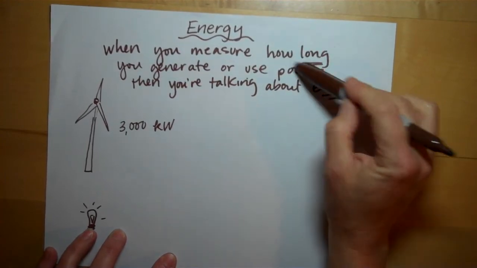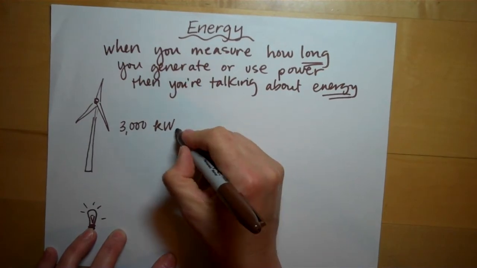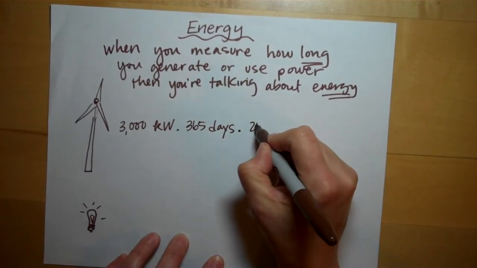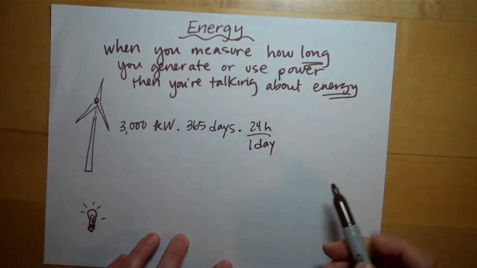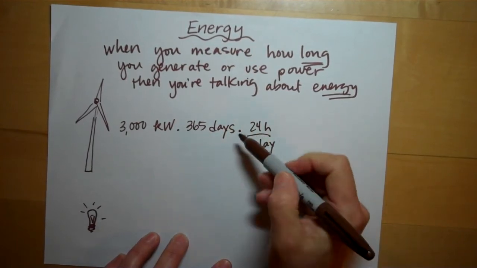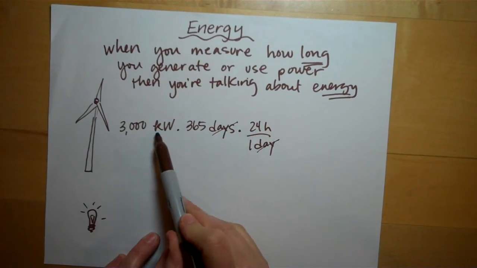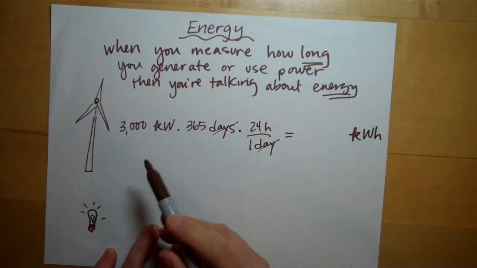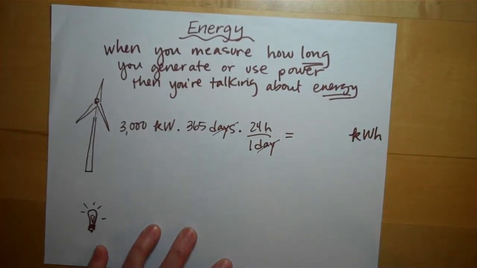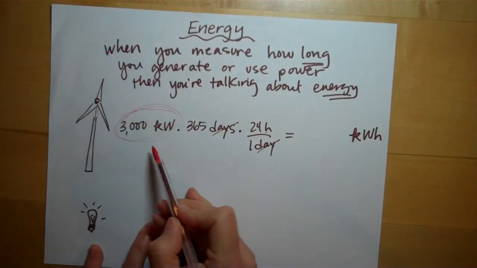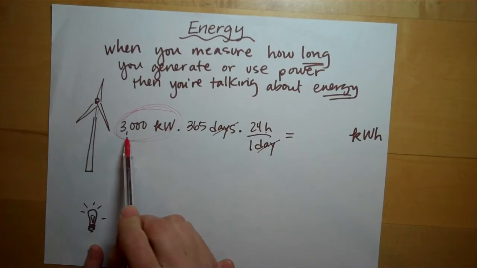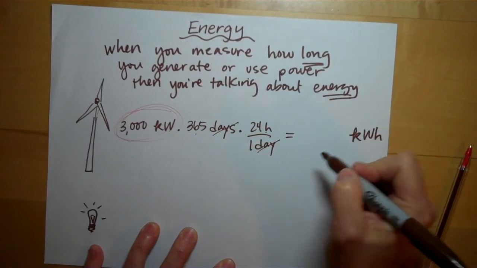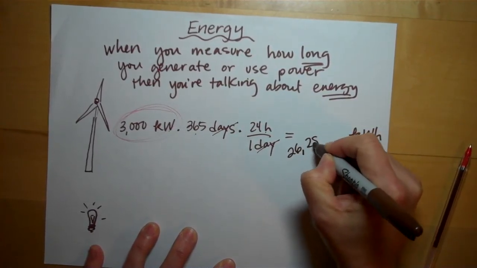Then you're talking about how long this power production is occurring. So it's 365 days in the year and 24 hours a day. So you can see what's going to happen to these units. Days are going to cancel and your only units left are going to be the kilowatt hour. And now we know how much energy this turbine produces. So this turbine has this power capacity, but multiply all this out, 3,000 times 365 times 24, and you get 26,280,000.